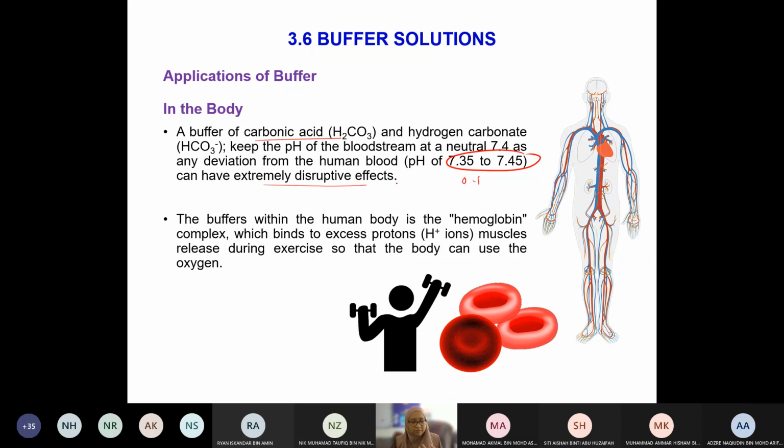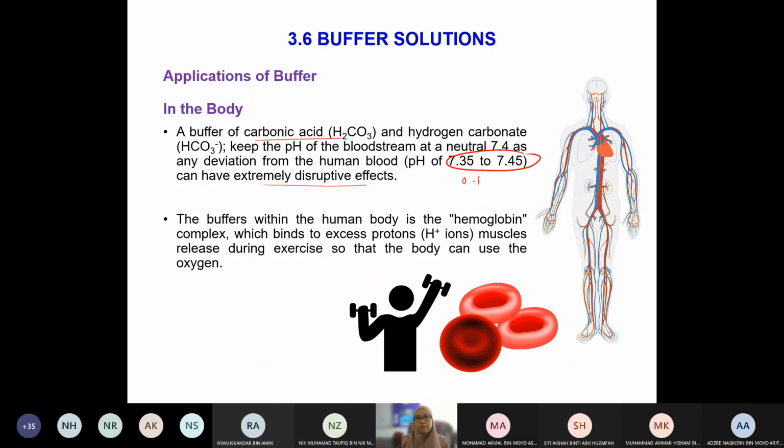Okay, so that's why our blood is also known as a buffer. Dia ada ability to maintain the pH. Okay, it has the ability to maintain the pH. So boleh baca in detail. Okay, how does the blood in our body behave as a buffer?